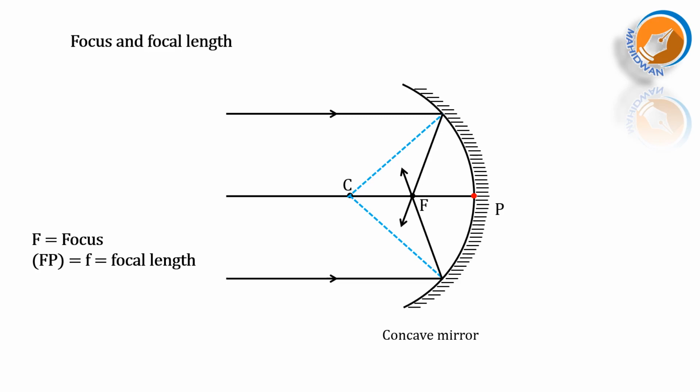So what can I conclude from that? PC was 4 centimeters and PF is 2 centimeters. So that means the radius of curvature is always double the focal length, or the focal length is half the radius of curvature.